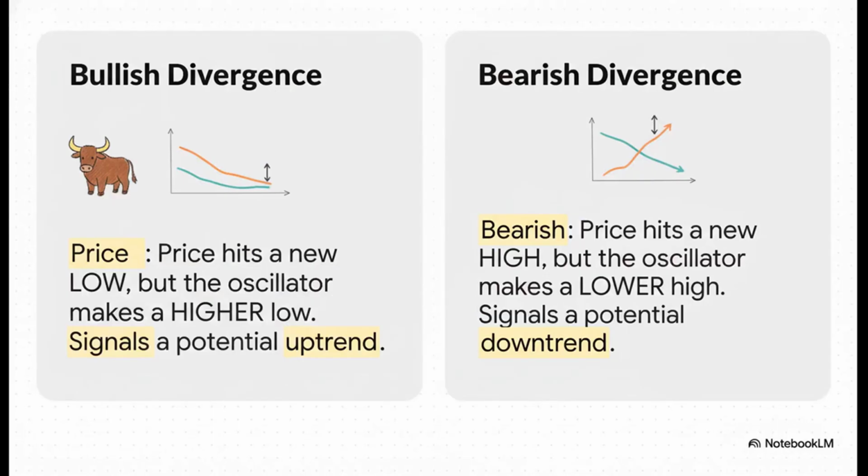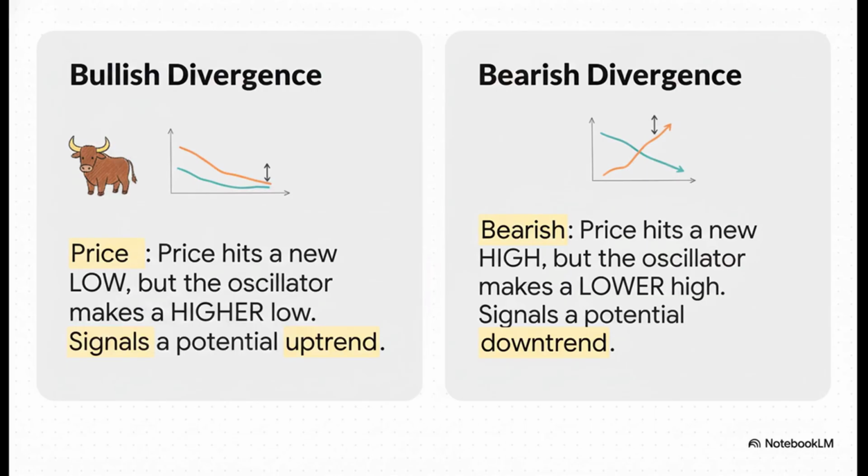Now, divergence comes in two main flavors. With a bullish divergence, you'll see the price hit a scary new low. But if you look at the momentum indicator, it's actually making a higher low. It's a clue that the sellers are getting exhausted. On the flip side, with a bearish divergence, the price is hitting a new peak, everything looks great, but the momentum is quietly making a lower high, suggesting the rally is running out of gas.